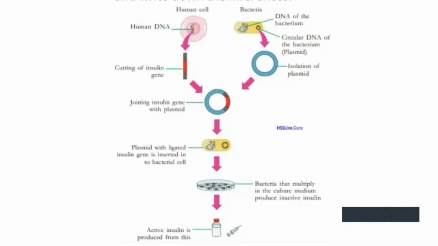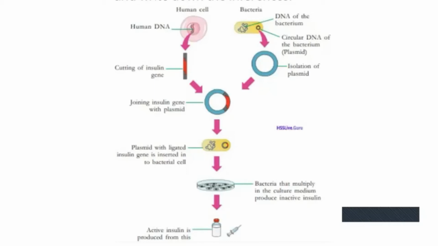So you can see in the picture, cutting of the insulin gene from the human DNA, and we are joining it with the bacteria plasmid. That plasmid is the DNA of the bacteria. You can see the color difference where the insulin producing human gene is joined. That joined DNA with the insulin producing gene is inserted again into the bacteria.